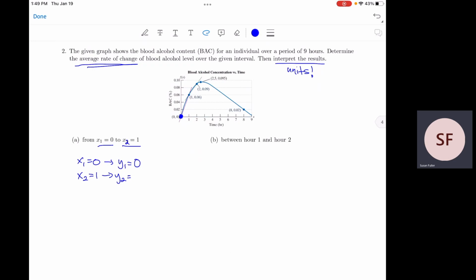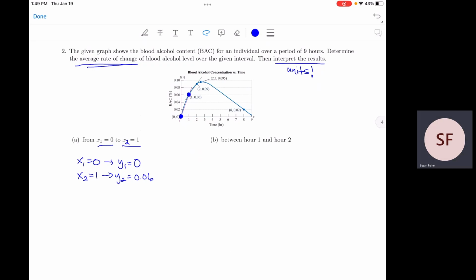And here x2 equals 1. So y2 is going to be the y value that's related to x equals 1. So when x equals 1, the point on my graph is right here. So when x equals 1, y is 0.06.